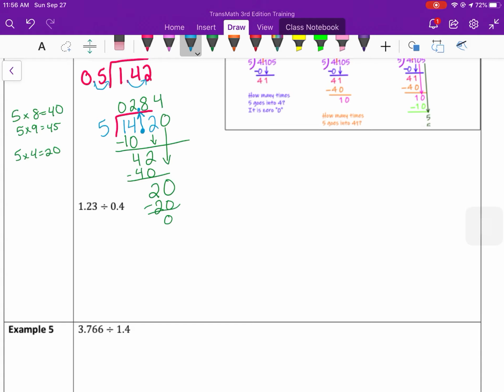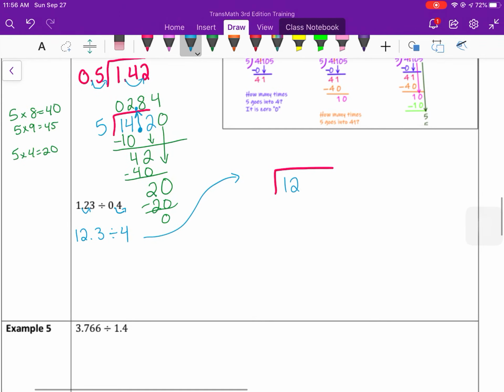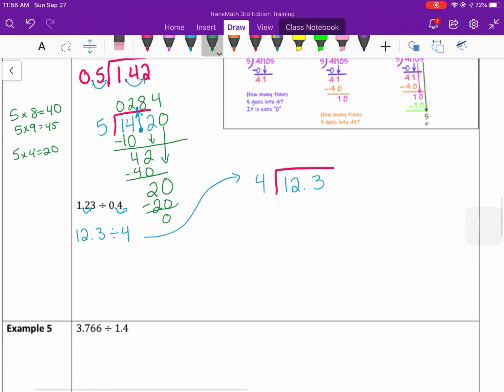Okay, so we want to take 1.23 divided by 0.4. I want this to be a whole number at the end, so I'm going to move the decimal point over once and do the same thing here. So really it's going to be 12.3 divided by 4. So I'm going to write that over here, just so I have a little bit more room. So 12.3 divided by 4.